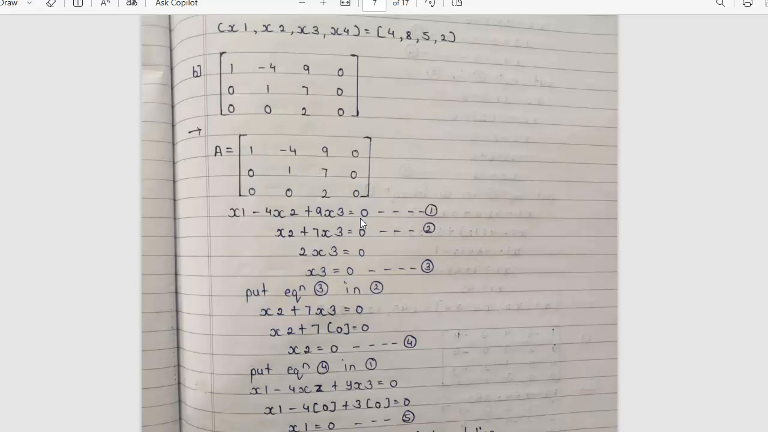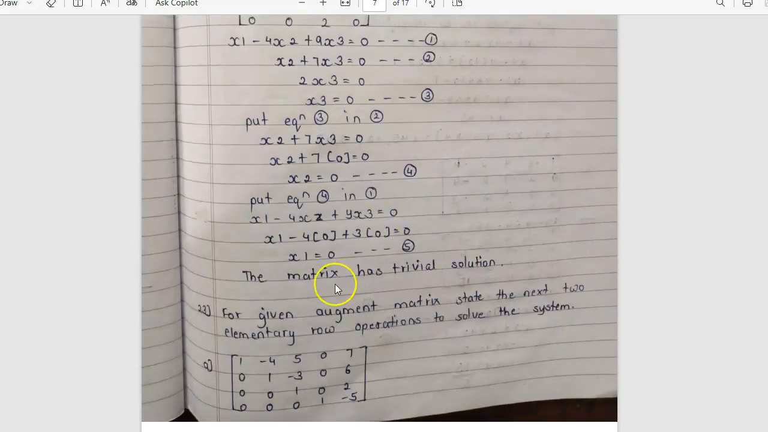So x1 minus 4 times x2 plus 9 times x3 equal to 0, x2 plus 7 times x3 equal to 0, and 2 times x3 equal to 0, that implies x3 equal to 0. The value of x3 put in equation 2 gives x2 equal to 0. Also x2 and x3 put in equation 1 give the value of x1 equal to 0.